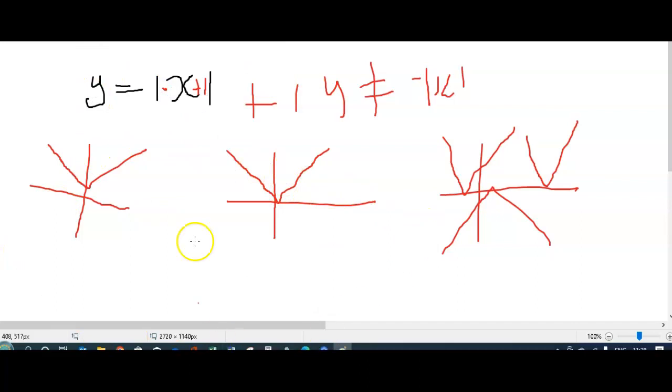So yeah, this is graphs, inequality, and solve for x. Very easy section to do. Okay, so that's it for today.